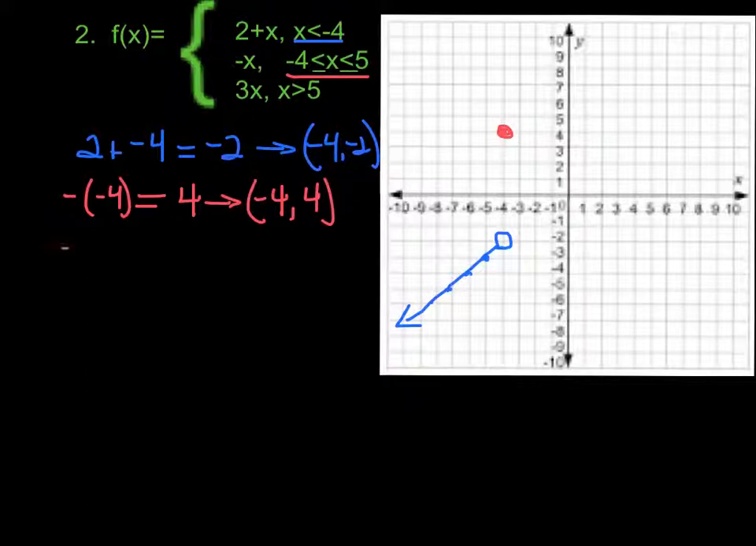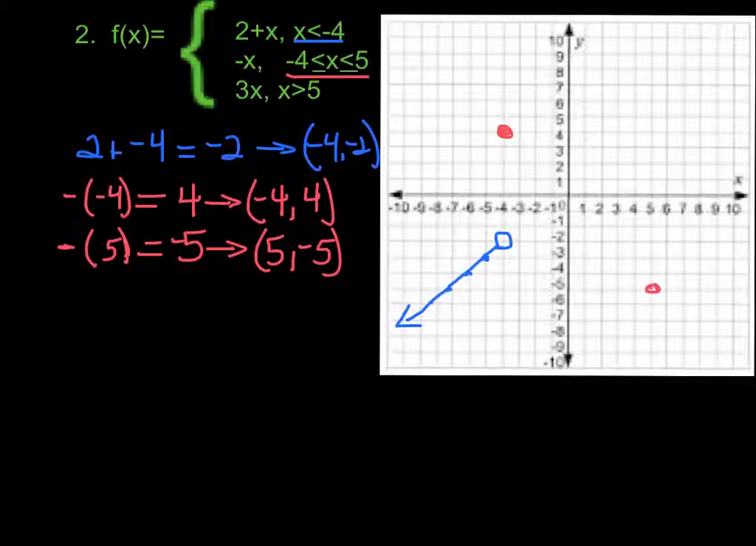So let me plug in 5. I'm going to plug in a 5 here, which is going to tell me I get a negative 5, which means that my point is 5, negative 5. And again, I'm including that value because it says equal to. So I'm going to go to 5, negative 5, and I'm going to put in a solid dot. Oops, that doesn't look very solid, does it? So let me fix that. There we go.